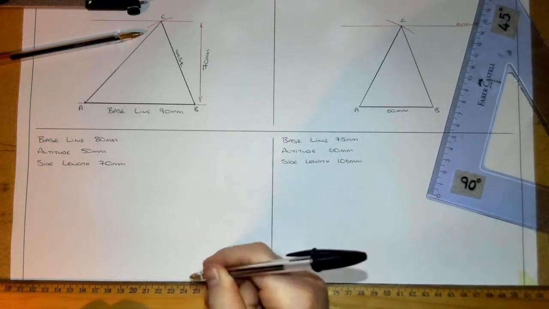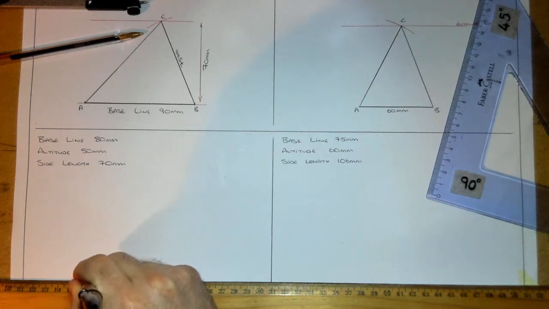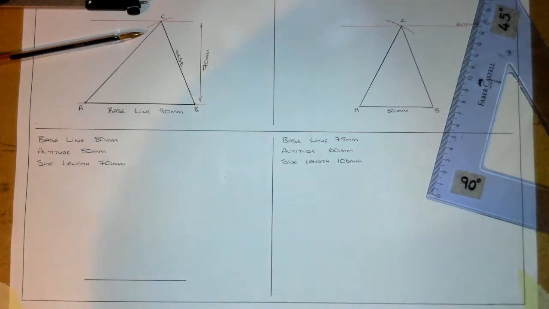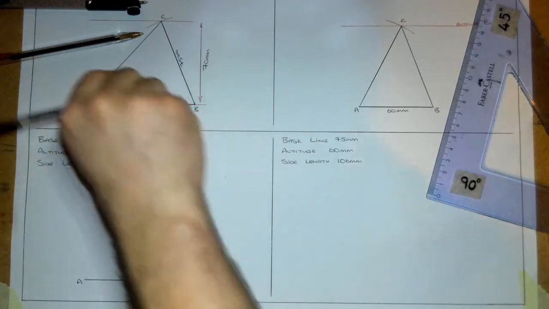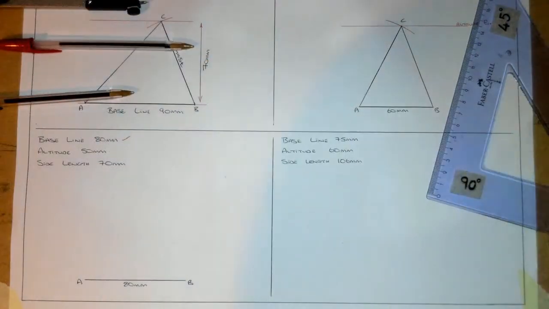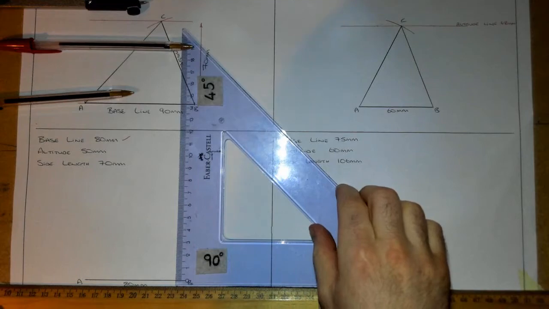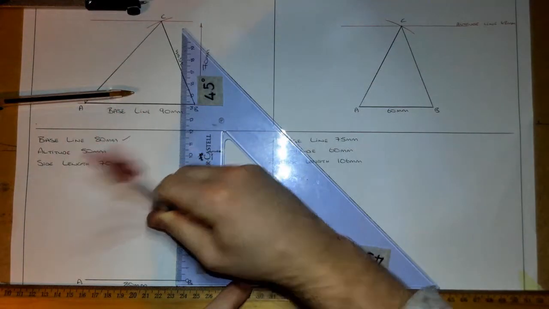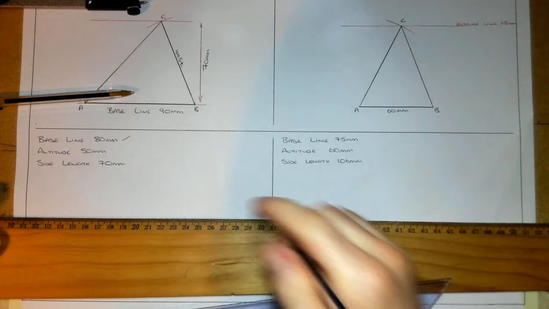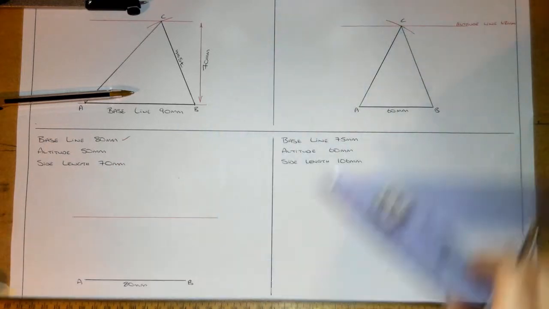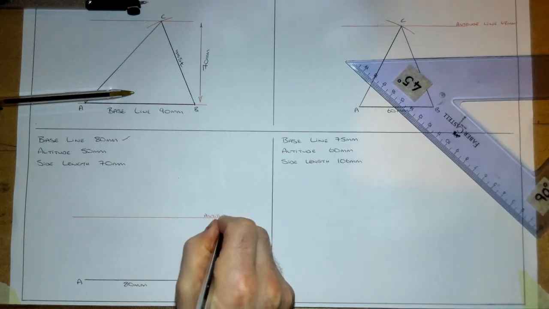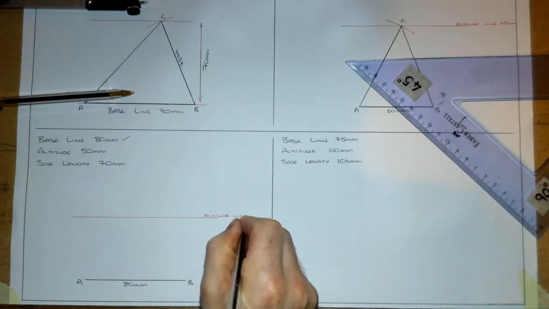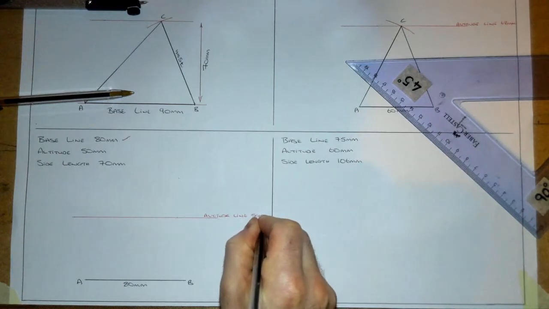I'll put that in. 24, 16, just using my T-square to help me with the measurements here. So here's my baseline, 80 millimeters. Call that A, call that B, and I can take that off. Now I have an altitude of 50. So from my baseline, I'm going to put in my altitude line, measure up above it 50 millimeters. Okay, there's my altitude line. You don't have to write these, this is just for explanation purposes. Altitude line was 50 millimeters high.